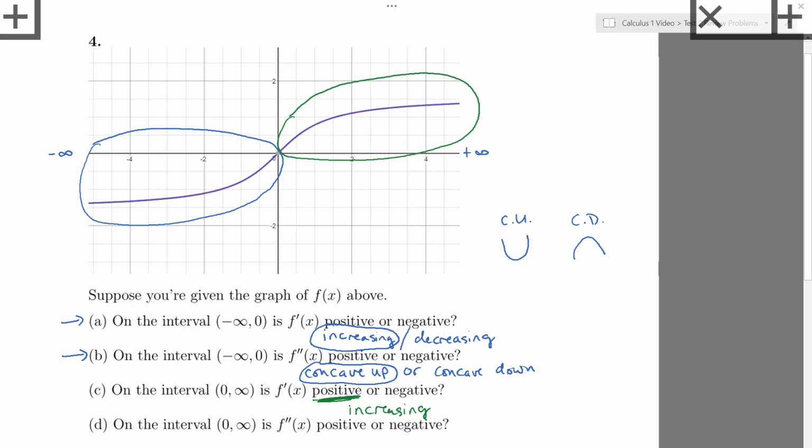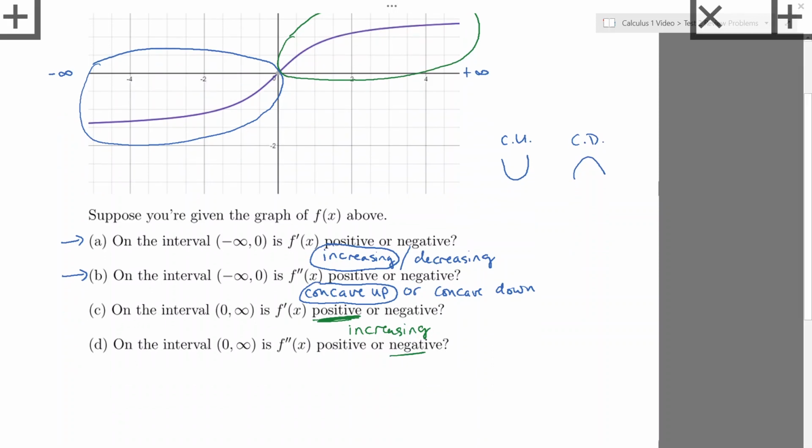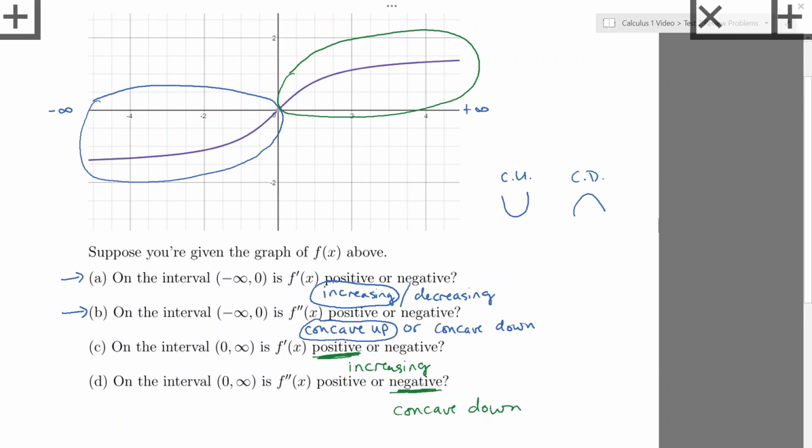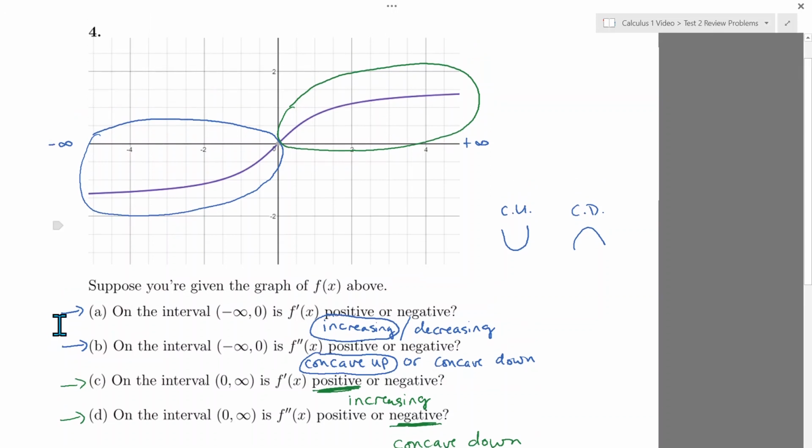And for part D, in terms of the second derivative, you can see that this kind of curvature, which sort of has this curvature, is concave down, which means that the second derivative is negative. Okay, so that's the shape of the graph in problem 4.